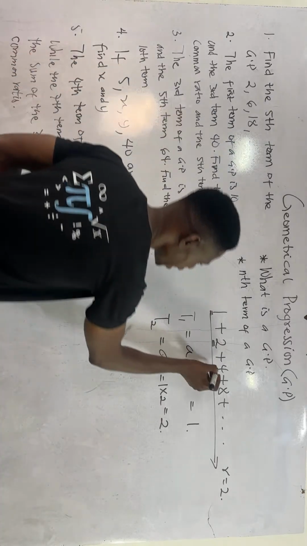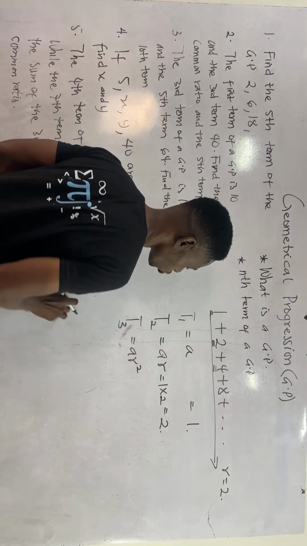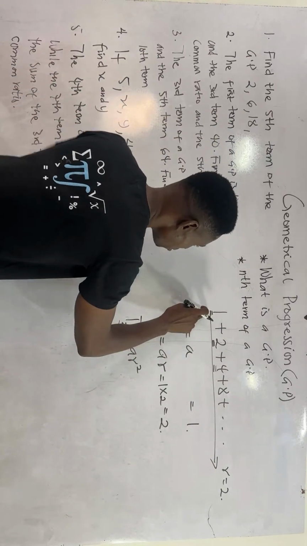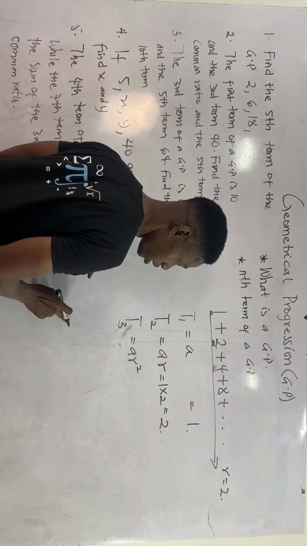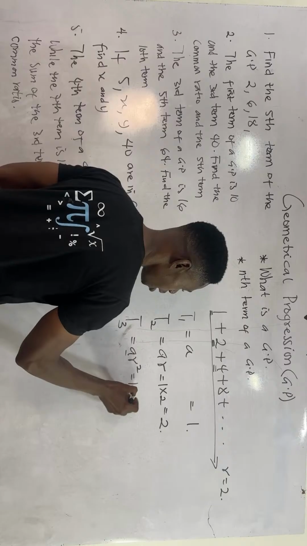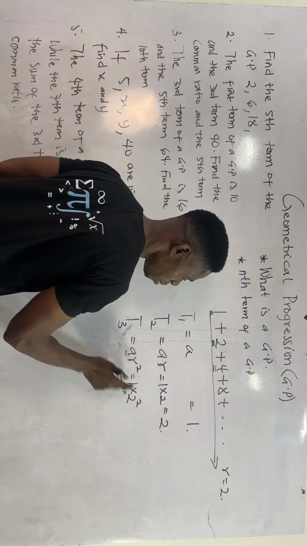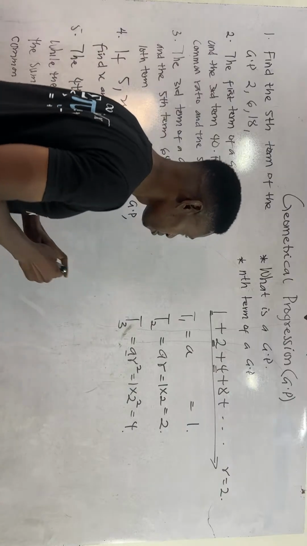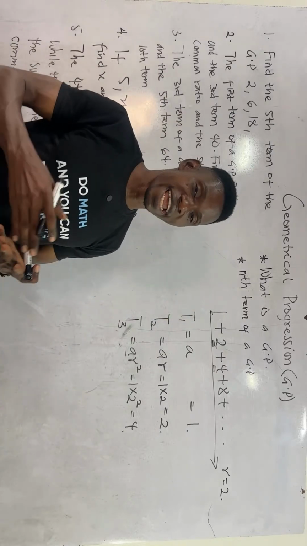Right? Now, the third term, T3, will be A multiplied by R squared. You multiply by R and by another R to get to the third term. So the first term multiplied by one R, multiplied by another R. So R times R is R squared, right? Let's see that in practice. We'll have 1, which is the first term, so our A, multiplied by R squared, which is 2 squared, right? 2 squared is 4. 4 multiplied by 1 is 4. Guess what our third term is? 4. So that's how we analyze a geometrical progression to get the nth term.